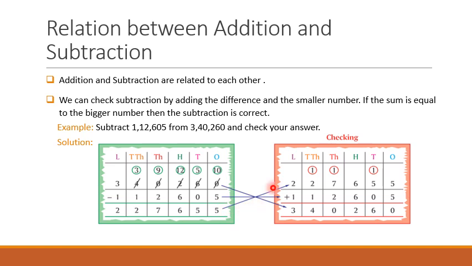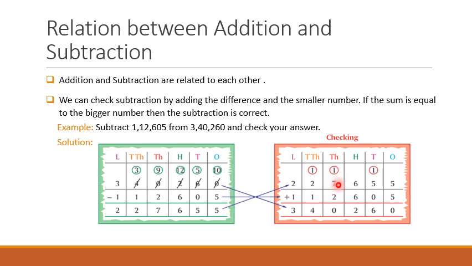So I write this difference here. Difference is 2,27,655 and add it to the smaller number, that is 1,12,605. Now adding this, 5 plus 5 gives me 10. So write a 0 here. 1 is given as carry. 5 plus 1 gives me 6. 6 plus 6 gives me 12. So 2 is written here. 1 is given as carry.